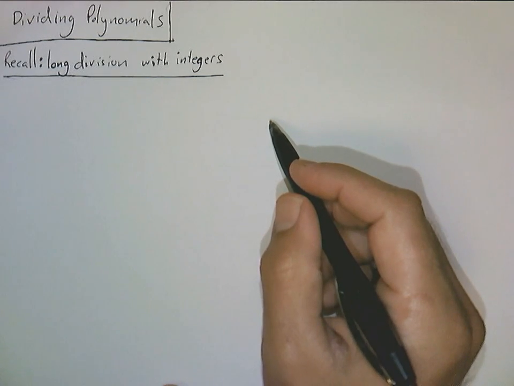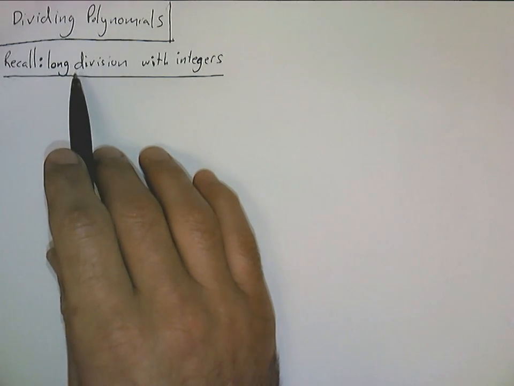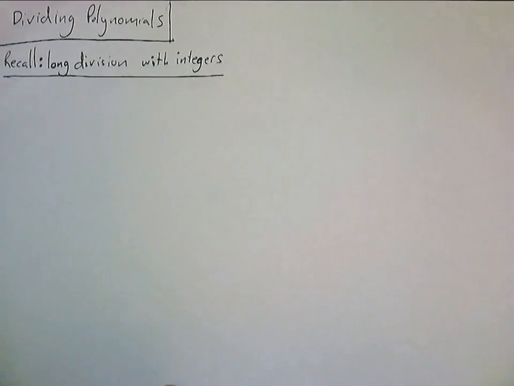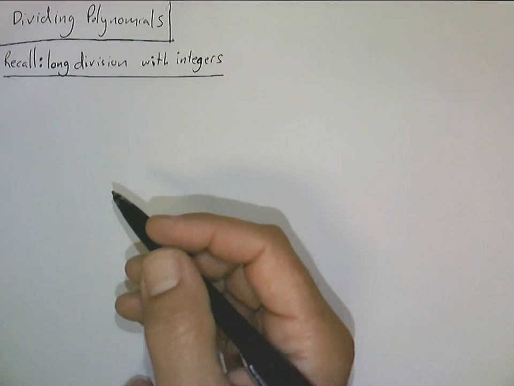Today we're going to be talking about dividing polynomials. But before we get to that, we're going to first recall something that we learned quite a while ago, and hopefully you all remember, but just long division with integers. Because it's basically the same thing as what we're going to do with polynomials.